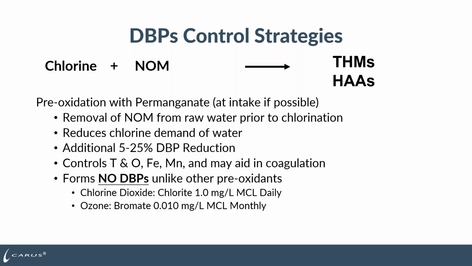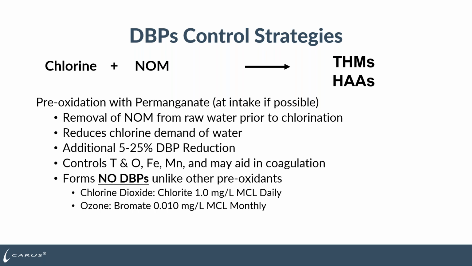Now, there are two other preoxidants you can use. You could use chlorine dioxide, but it has an additional disinfection byproduct that you have to test for, and that is chlorite. So when you feed chlorine dioxide, depending on the demand of the water, you might have an issue with chlorite formation, and you have to measure that on a daily basis and make sure you're below 1 milligram per liter as the MCL.